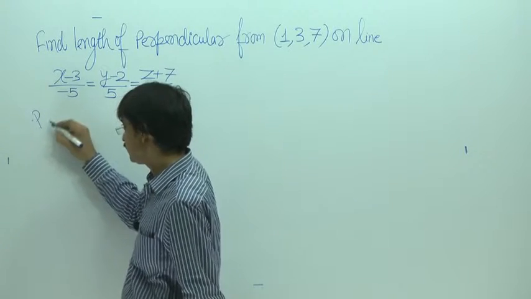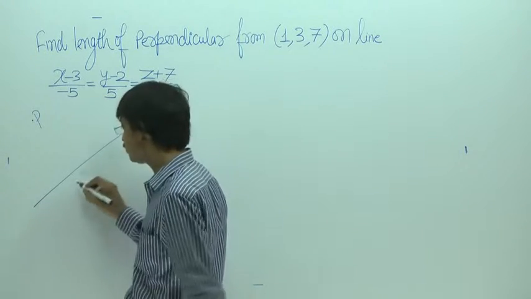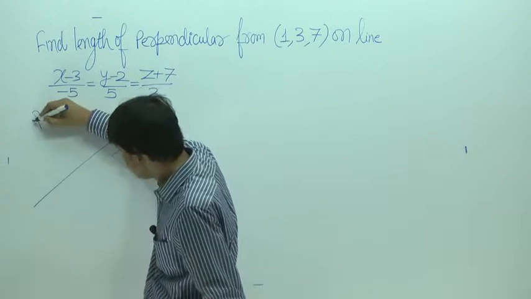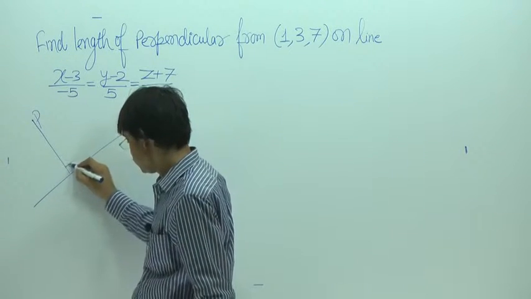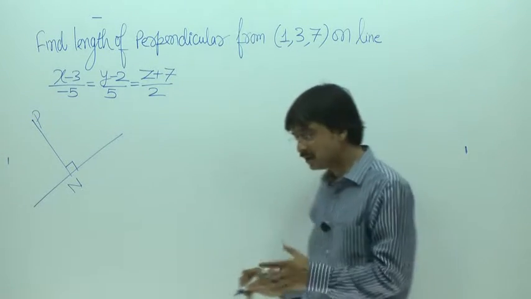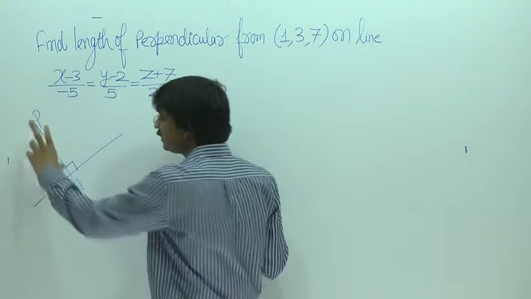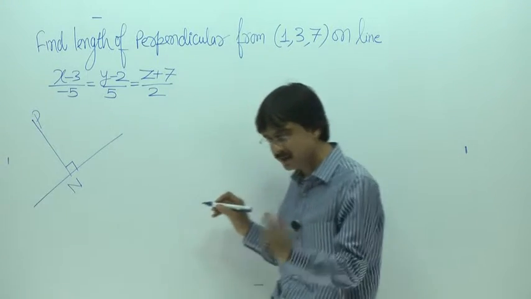Let's say that point is given to you, that is (1, 3, 7). The line is also given to you in the symmetric form. This PN is nothing but the length of perpendicular. From the point you have dropped a perpendicular there, N is the foot of perpendicular, and PN is the length of perpendicular, and we are interested in the length of perpendicular.